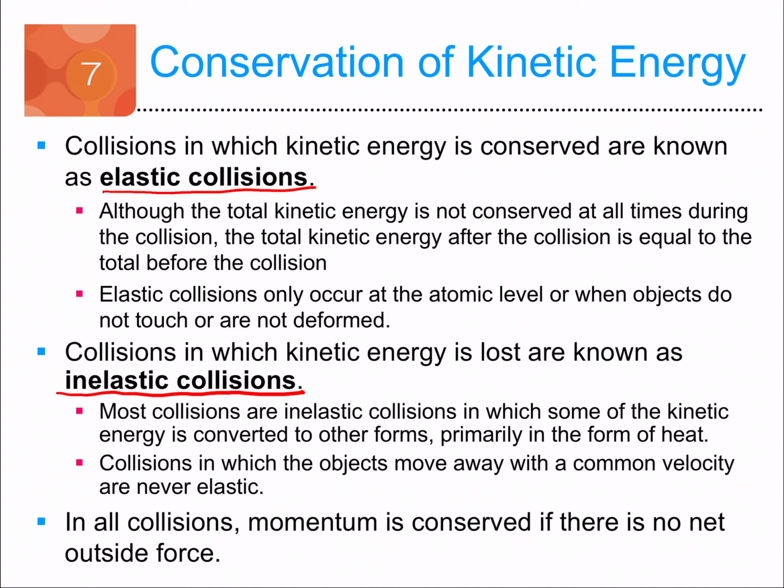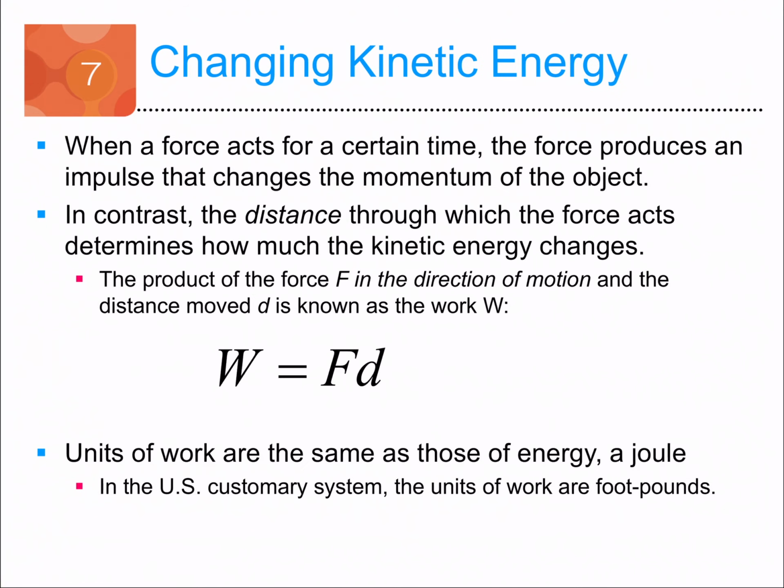So whenever you have a collision where the objects move away with a common velocity, they're never elastic. So in all your collisions, momentum is conserved if there's no net outside force. So when a force acts for a certain time, the force is going to produce an impulse that changes the momentum of the object. The distance through which the force acts determines how much kinetic energy is going to change.